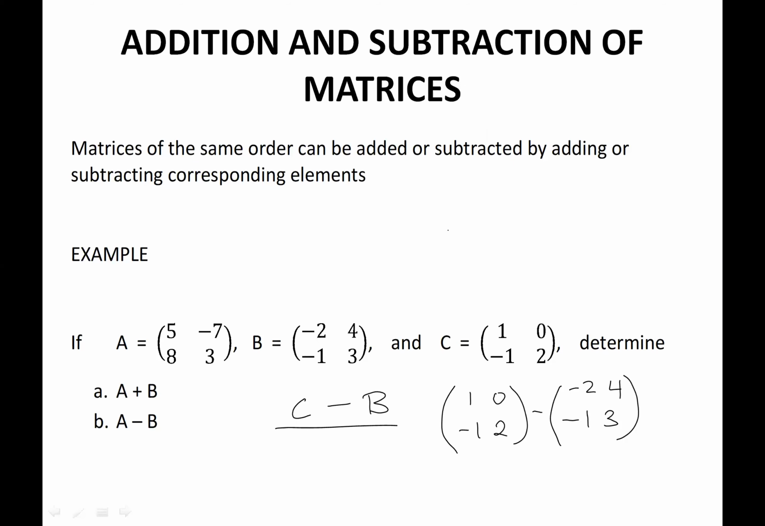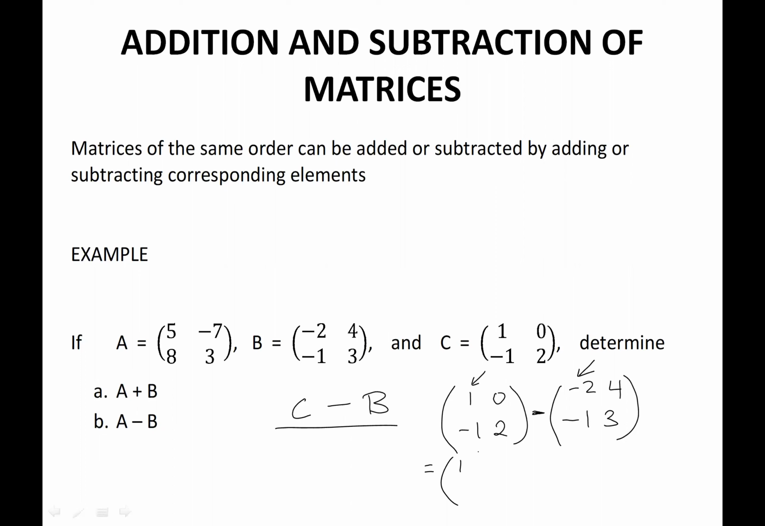So C was 1, 0, minus 1, 2. So I wrote down that one correctly. I have to take away, so the takeaway sign was correct. And then B now is minus 2, 4, minus 1, 3. So I was accurate in transferring the information. And then now to do the actual subtraction, it will be the 1, this one here, take away minus 2.